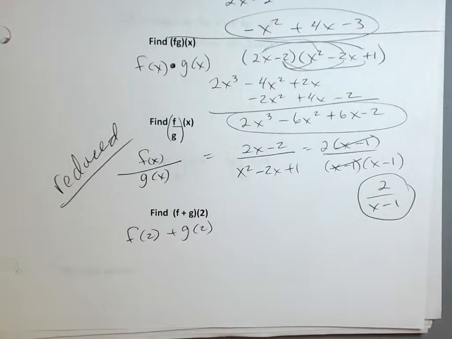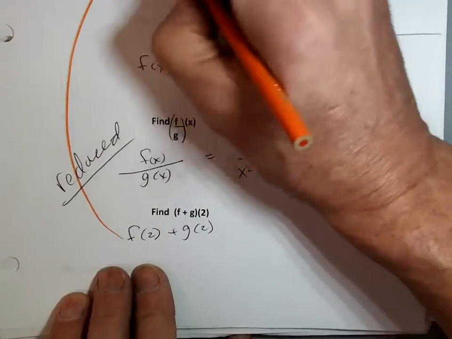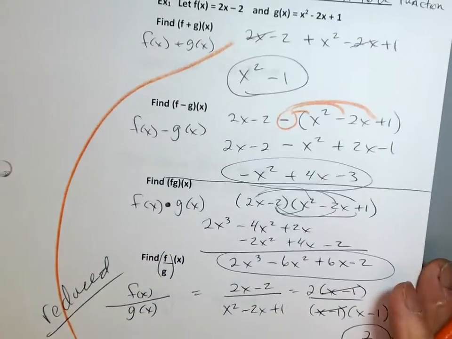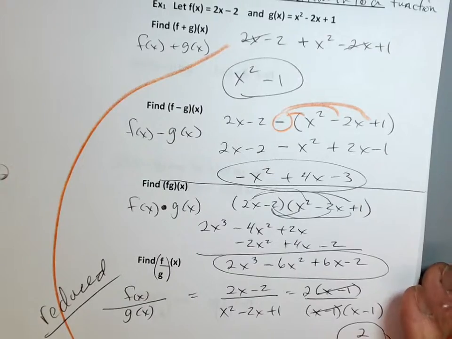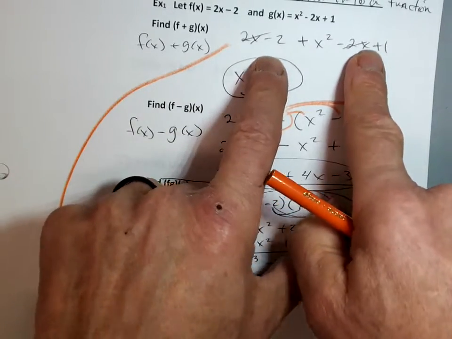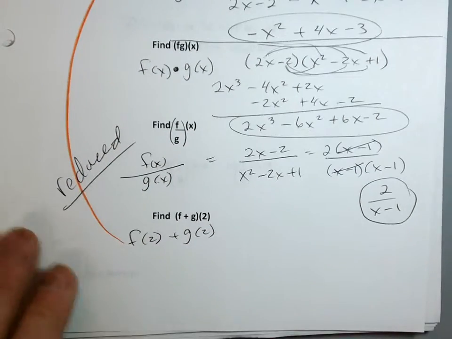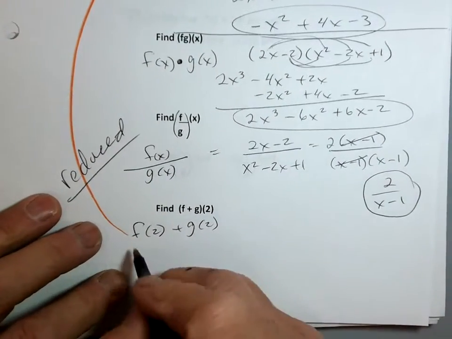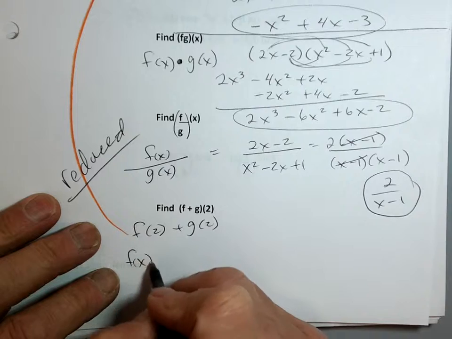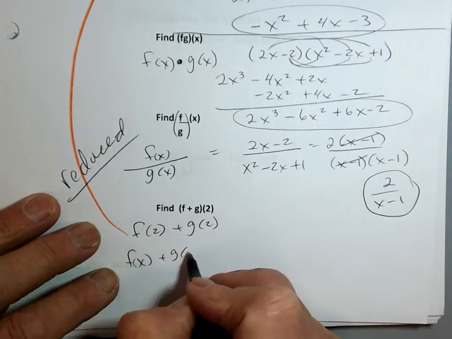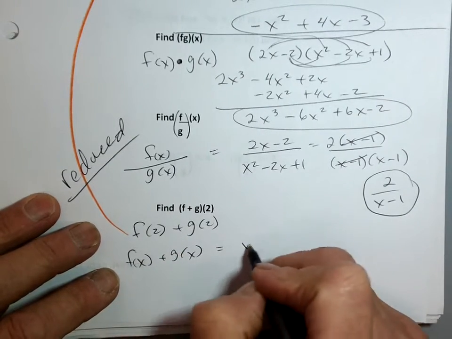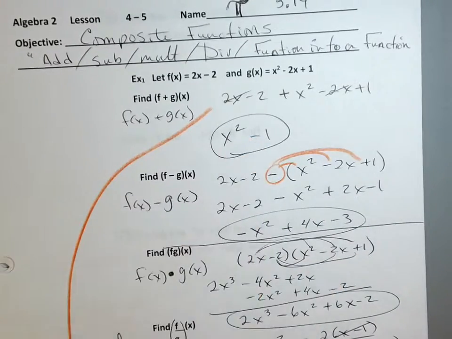So let me go ahead and take a little trip up here. Okay, way up here. I already added the functions, right? Didn't I already add the functions? So when I added the two functions, I got x squared minus 1, right? So let's go ahead and rewrite that. So I know that f of x plus g of x was x squared minus 1, because we did that way up above, right? Now let's just plug in 2.